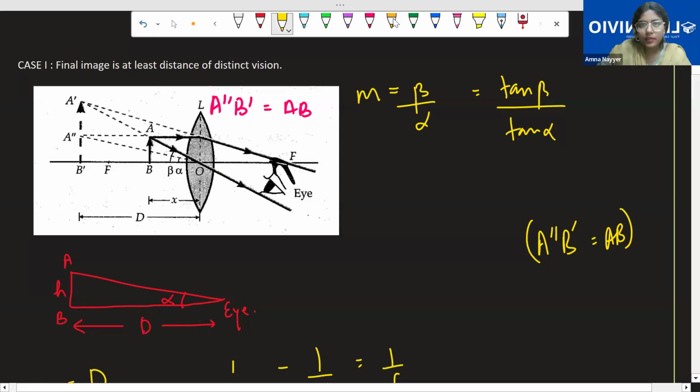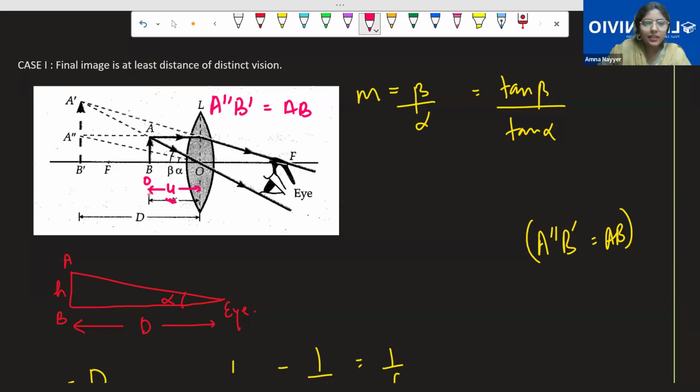Yes, ma'am. Okay. So see, AB is our object. So this becomes the object distance. Don't write this X. And capital D is where the image is from. This is your image. The least distance of distinct vision is this capital D that you know is 25 centimeters.